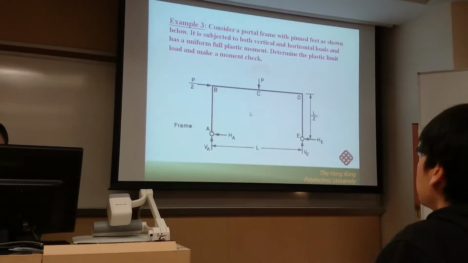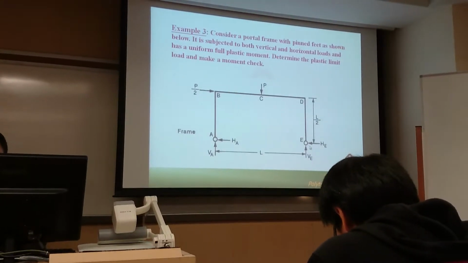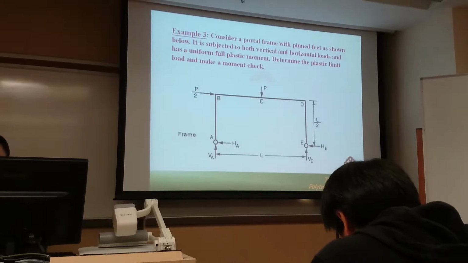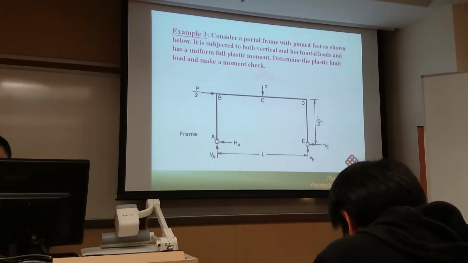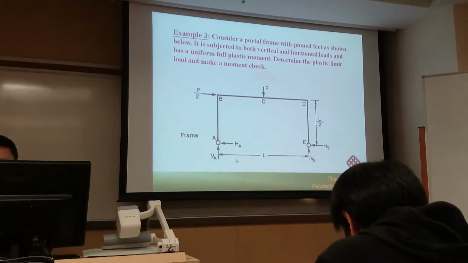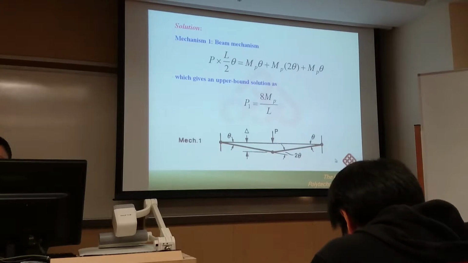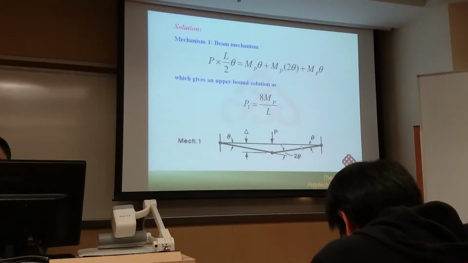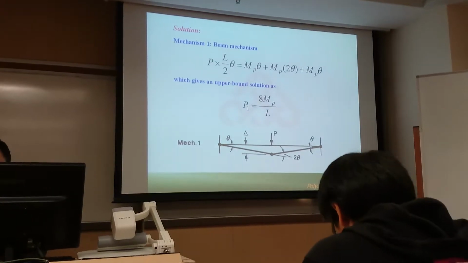Please understand, point A and point E are not plastic hinges because they are pin supports. The moment is already equal to 0, so it is impossible to have a plastic hinge here. And we consider different collapse mechanisms. The first case is the beam collapse mechanism.